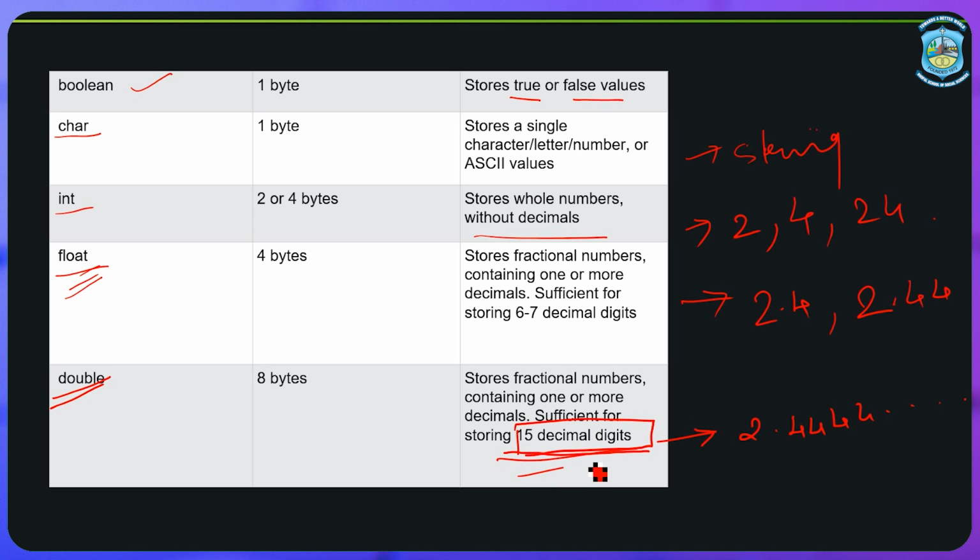Then I should write it as double, sufficient for storing 15 decimal digits. So, I will specify it as a double value. So, these are the main data types that are used in C++.